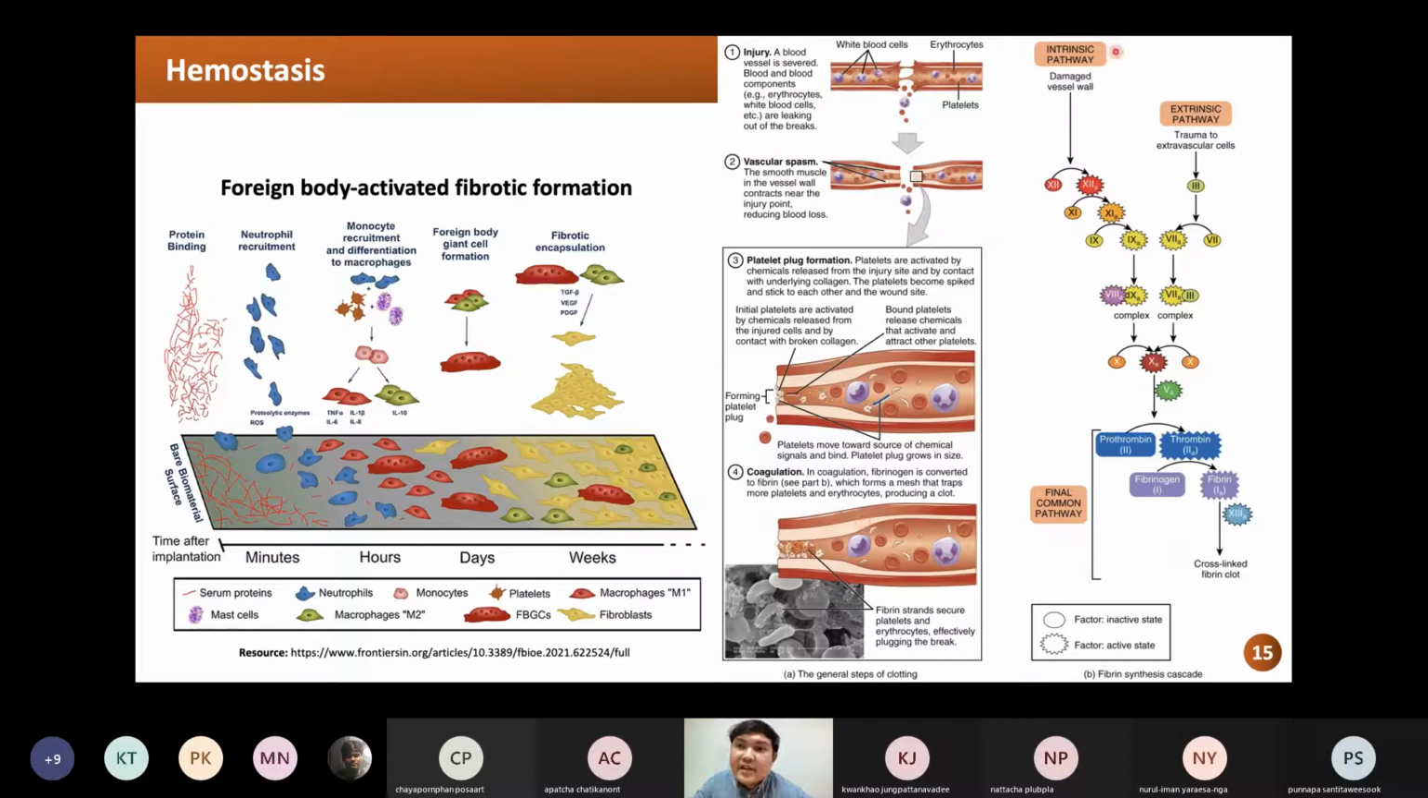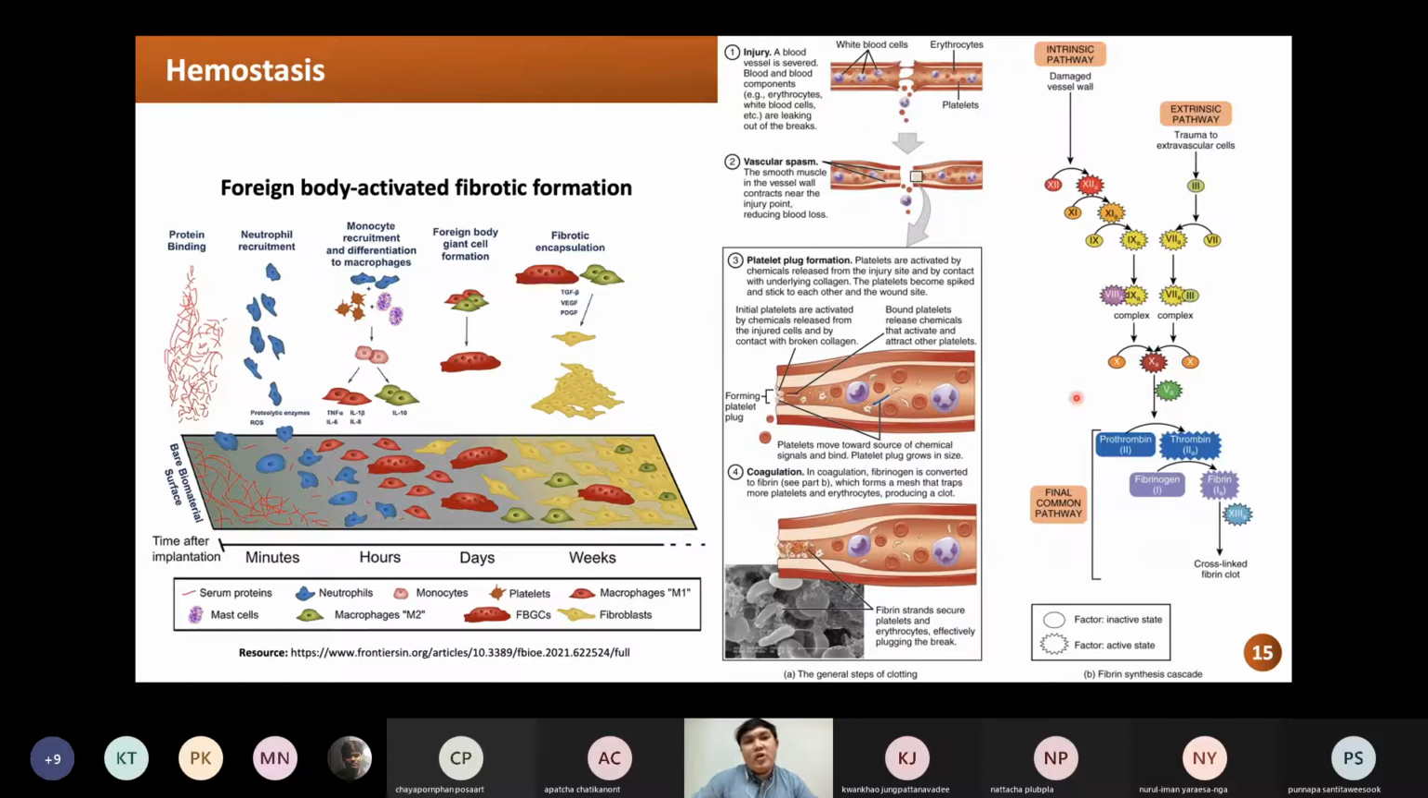And here is the pathway of the coagulation, or we call it the coagulation pathway, that will be activated by the intrinsic pathway, the damaged vessel, or the extrinsic pathway, exposure to the fibrous tissue, something like that.